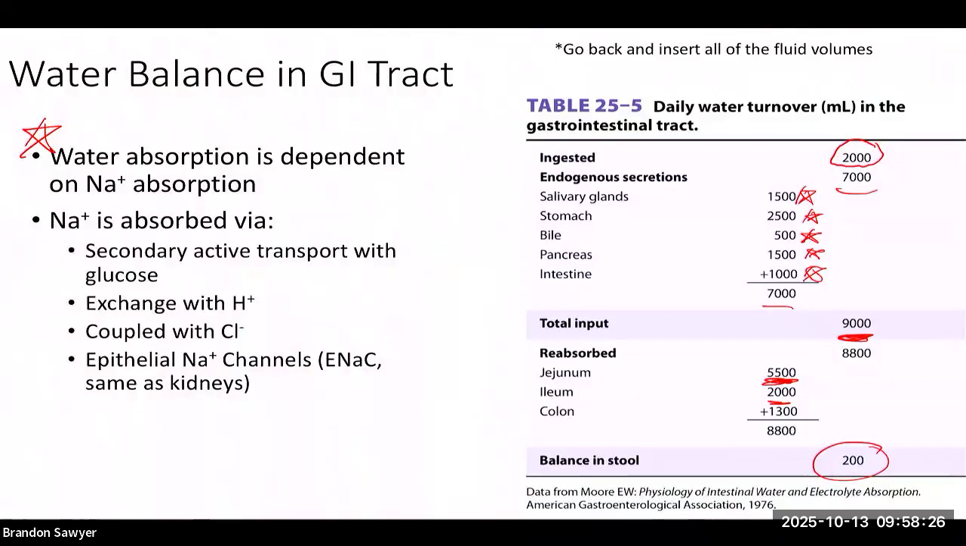So most of that water reabsorption is sodium dependent. And then there's lots of different ways that we bring sodium back. Secondary active transport with glucose, we'll talk about that one tomorrow. Exchange with hydrogen coupled with chloride, epithelial sodium channels as well. All of these are helping us pull sodium back, and then water follows that sodium for the most part. So that's how we're reabsorbing most of that water, along with sodium. Questions about that?